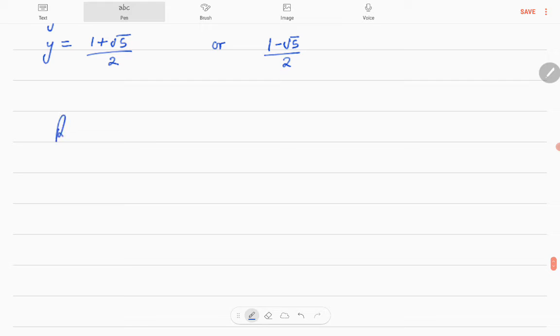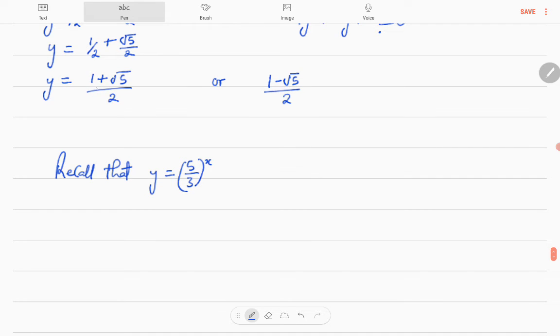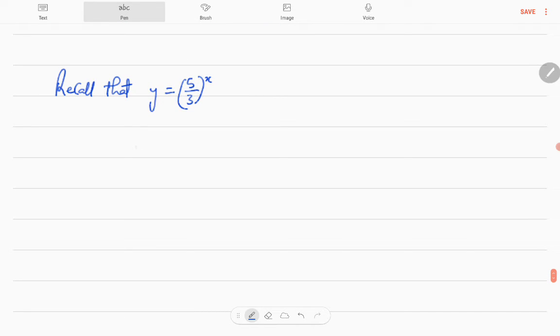Recall that y is equals to 5 divided by 3 enclosed in brackets to the power of x. And then we've gotten our y as 1 plus root 5 divided by 2. So I'm going to have 1 plus root 5 divided by 2 is equals to 5 divided by 3 to the power of x.